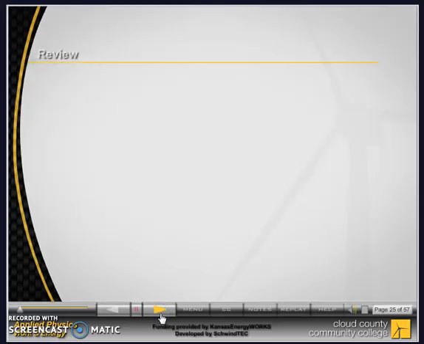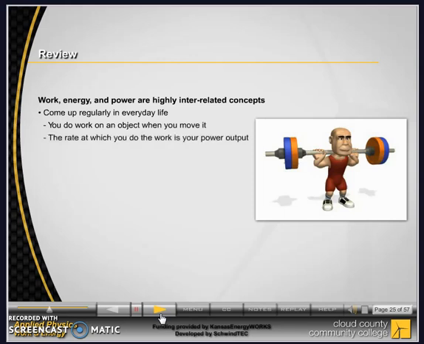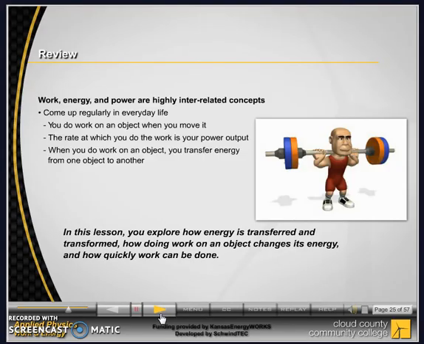Here's a quick review. Work, energy, and power are highly interrelated concepts that come up regularly in everyday life. You do work on an object when you move it. The rate at which you do the work is your power output. When you do work on an object, you transfer energy from one object to another. In this lesson, you explore how energy is transferred and transformed, how doing work on the object changes its energy, and how quickly work can be done.